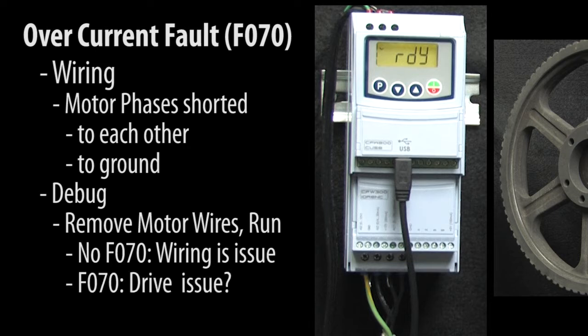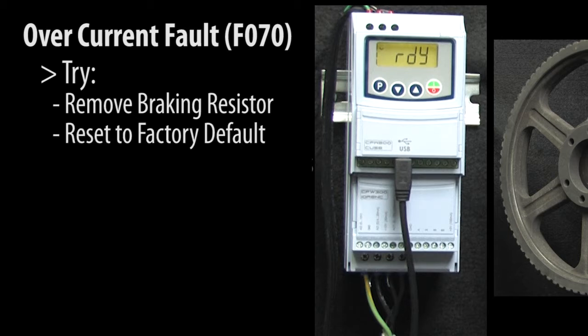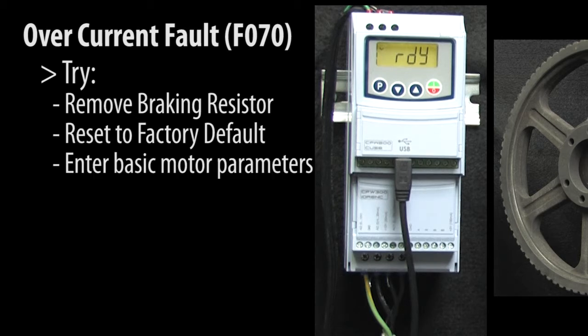If you still get a fault code with no motor connected, then it could be an issue with the drive. Try removing any braking resistor you may have, resetting the drive to factory default, and re-entering your basic motor parameters. Often, that will get the drive running, and then you can slowly add the other parameters you changed back in until you find the one causing the issue. If the drive still doesn't run after all of that, we'll try swapping it out with a known good drive.